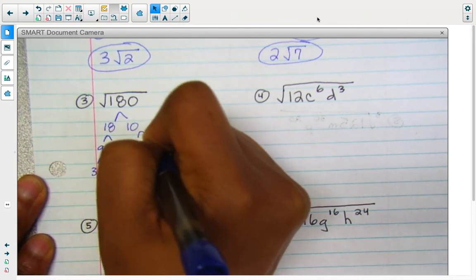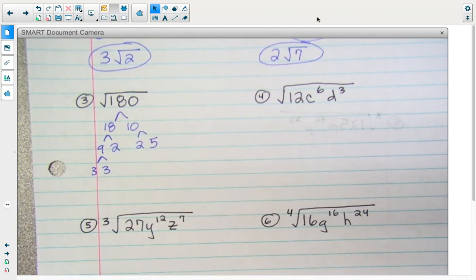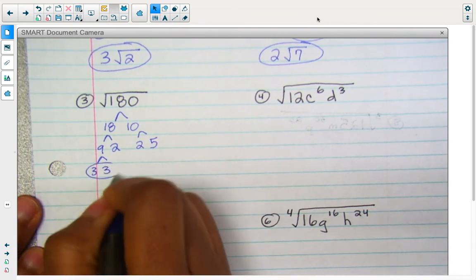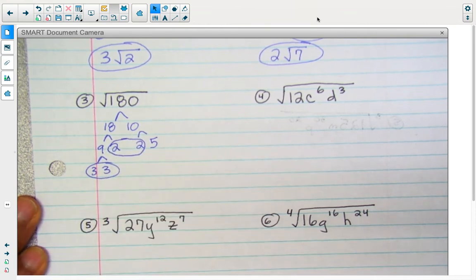Break 10 down, 2 and 5. So I just did a factor tree. My index is 2. So when you don't see it, index is 2. So I'm looking for 2 of the same number. I see 2 3s and I see 2 2s. So both of these go on the outside of your square root because complete groups go on the outside.